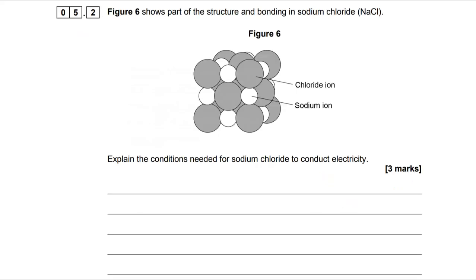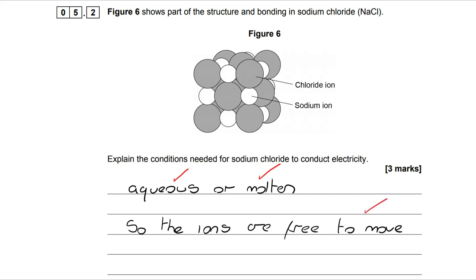On to 5.2, and we've got sodium chloride, and we want to know the conditions needed for sodium chloride to conduct electricity and an explanation. Now, once again, it's a 3 marker, but there's very little to write. 2 of the marks are for identifying the 2 conditions where electricity can be conducted. And that is when sodium chloride is aqueous, which means dissolved in water, or molten, which means melted into a liquid. And why is that, for the 3rd mark? It's so the ions are free to move.